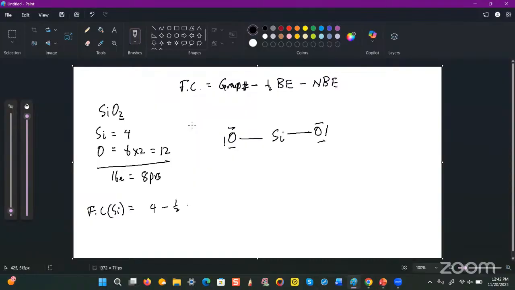For the silicon, it's 4 minus half of 4 minus 0. So that gives you plus 2. And in the case of oxygen, it is 6 minus half of 2 minus 6 equals minus 1. So therefore, you're going to have minus 1 here, minus 1 here for the oxygens, and plus 2 here for the silicon. So what do you think is going to happen next?